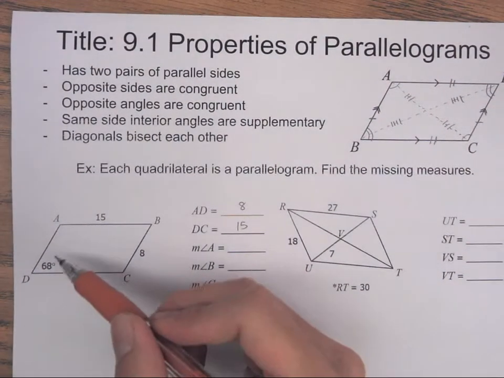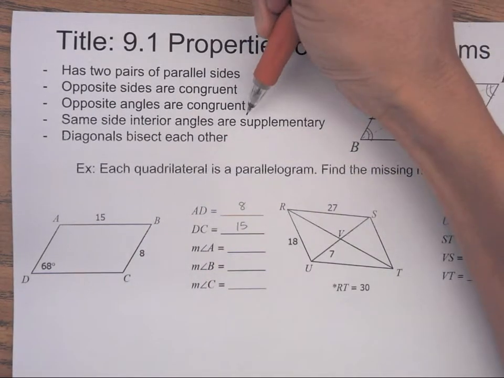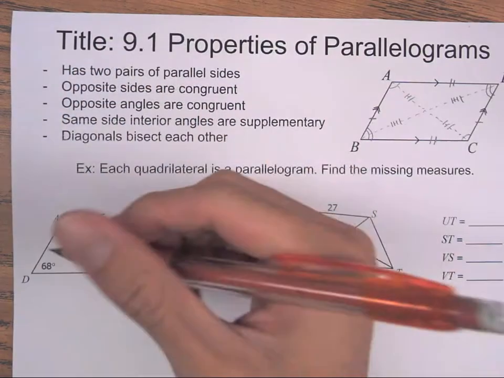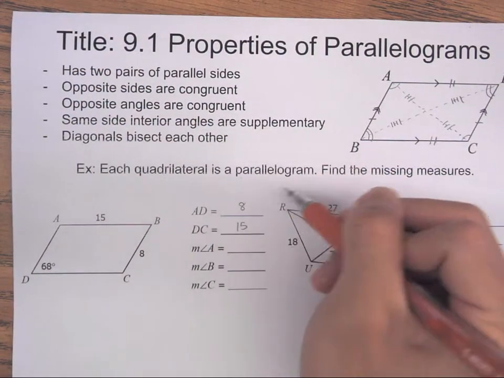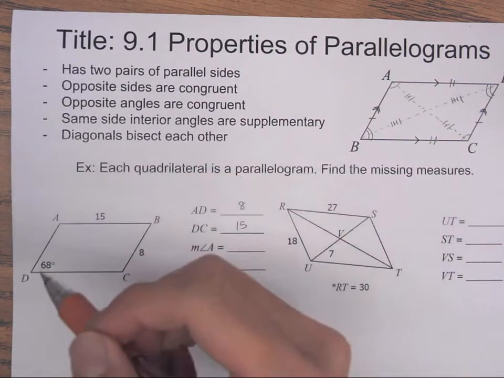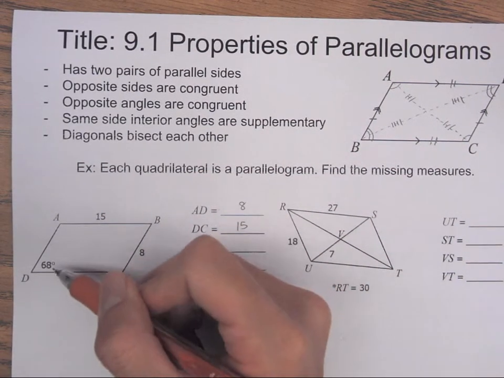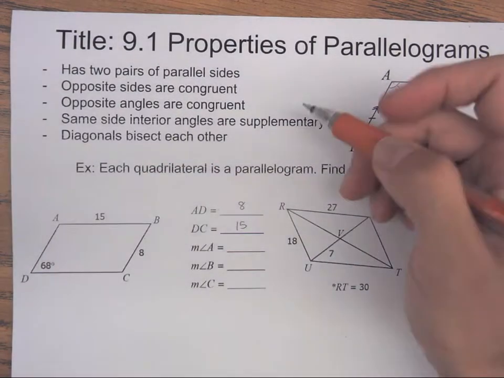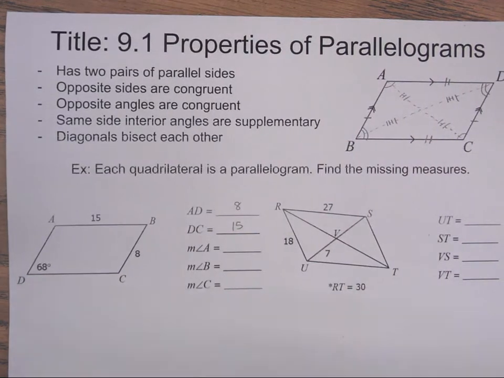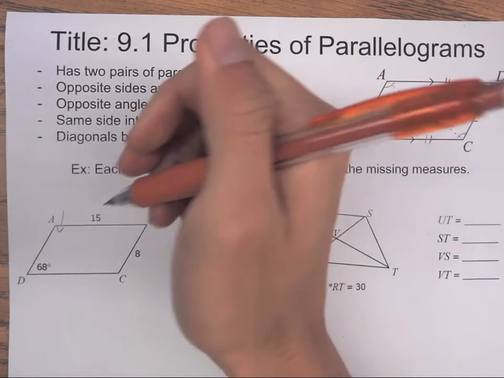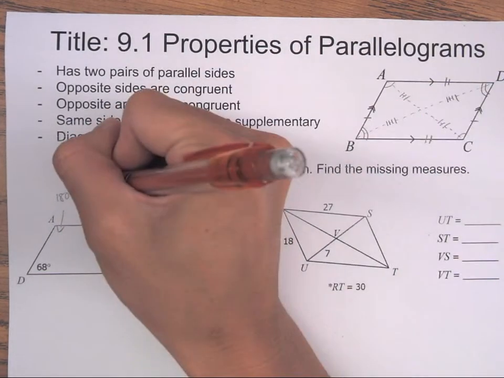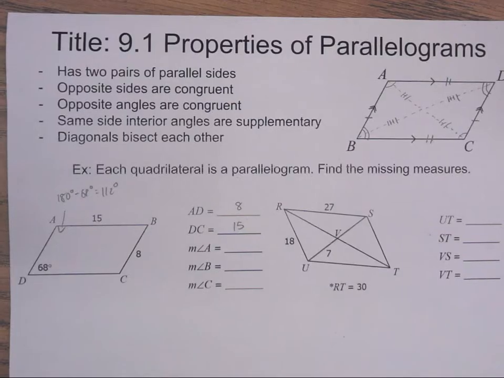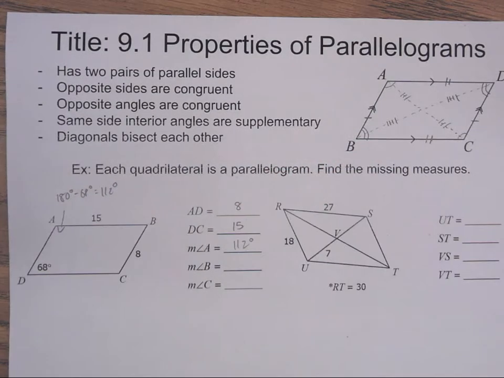Measure of angle A. So in order to find the measure of angle A, it deals with this part up here where it says same side interior angles are supplementary. So if this is a parallelogram, the way you do this is you need to say that this angle plus this angle adds up to 180, so they're supplementary. So in order to find angle A, all you do is 180 minus 68 degrees, and that I believe is 112. So that means measure of angle A is 112 degrees. Okay.